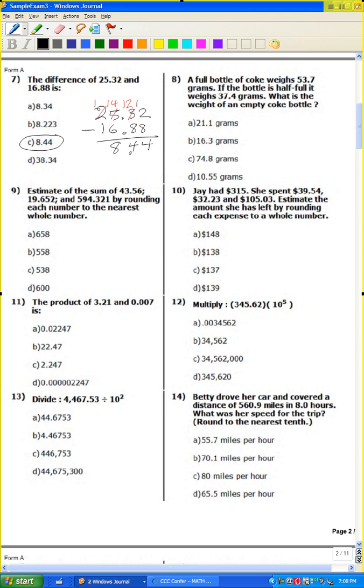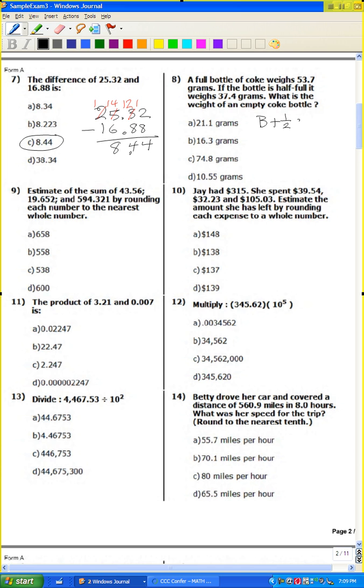Let me do problem number 8. A full bottle of Coke weighs 53.7 grams. If the bottle is half full, it weighs 37.4 grams. What is the weight of an empty Coke bottle? Okay, so the bottle, well, if the bottle is half full, then it weighs 37.4 grams. So let's double that.